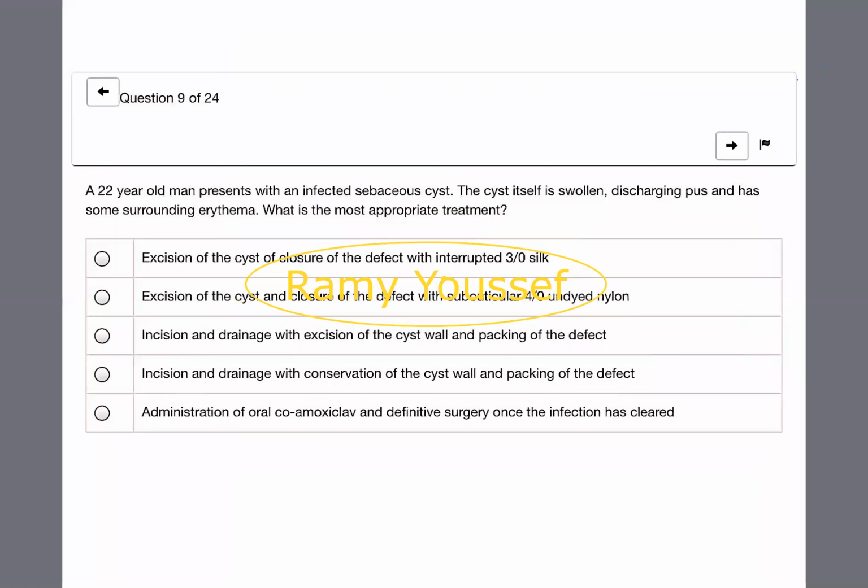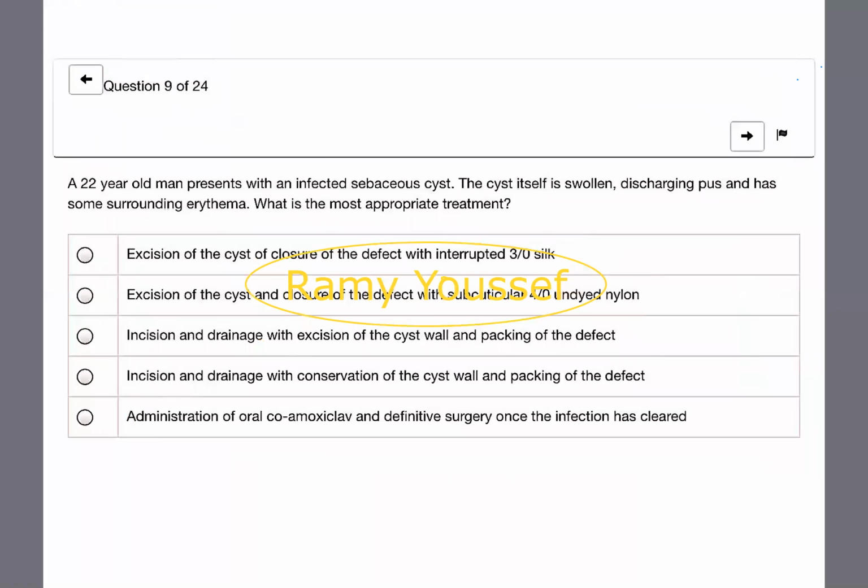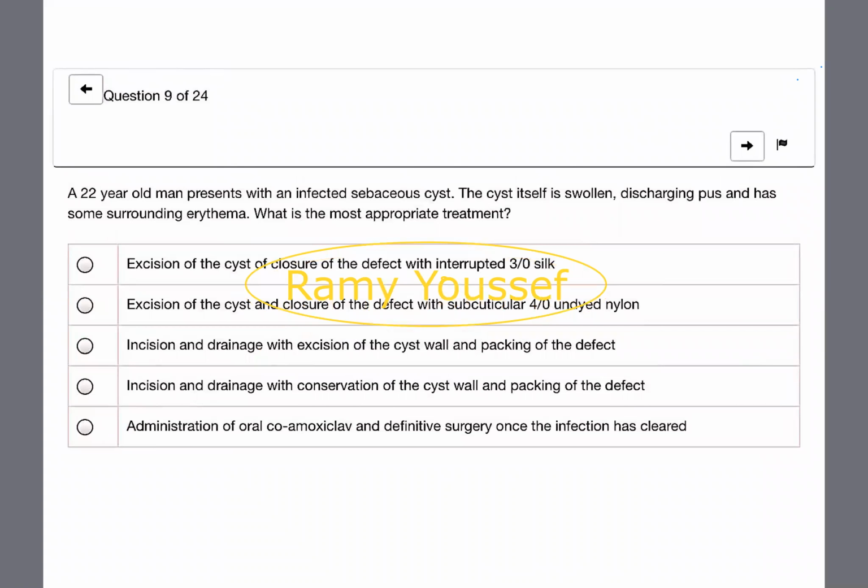Okay, next question. A 22-year-old man presents with an infected sebaceous cyst. The cyst is swollen, discharging pus, and has some surrounding erythema. What's the most appropriate treatment? Just drain the abscess. Yes, this is an abscess.